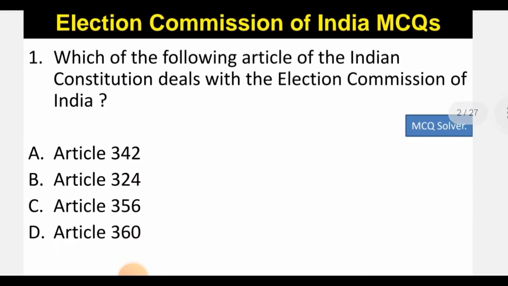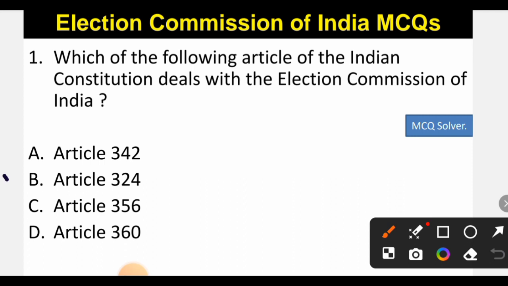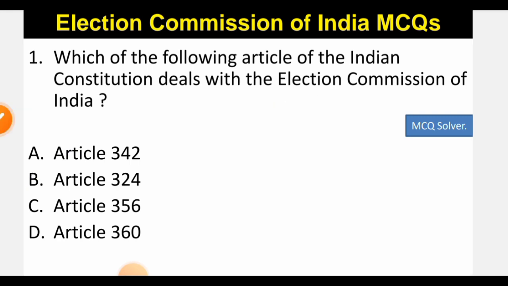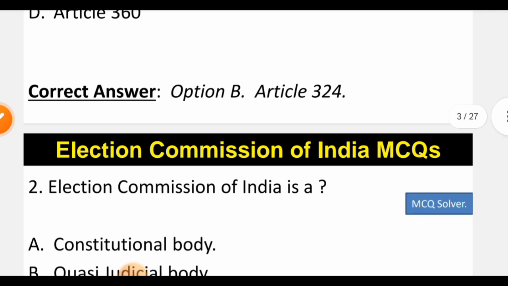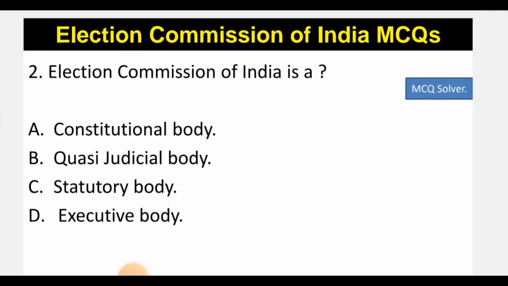Which of the following articles of the Indian Constitution deals with the Election Commission of India? The correct option will be option B, that is Article 324 of the Constitution deals with the Election Commission of India. So B is the correct option, that is Article 324. Now let's move to question number 2.